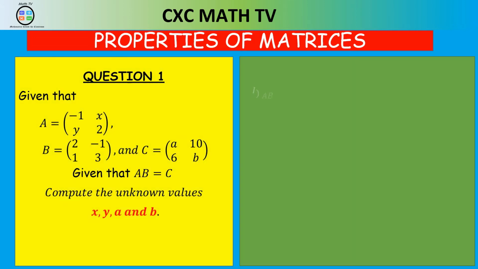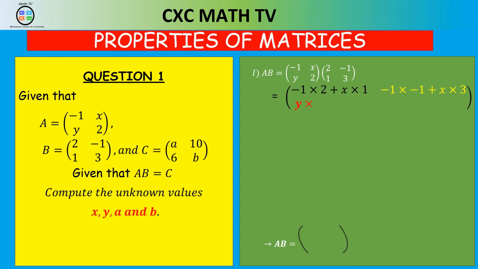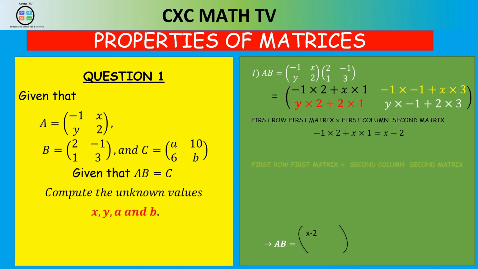To work out A times B, we'll go first row of the first matrix times first column of the second matrix. So negative 1 times 2 plus x times 1. Then we'll go first row of the first matrix times second column of the second matrix. That's negative 1 times negative 1 plus x times 3. We simplify, that is 1 plus 3x.